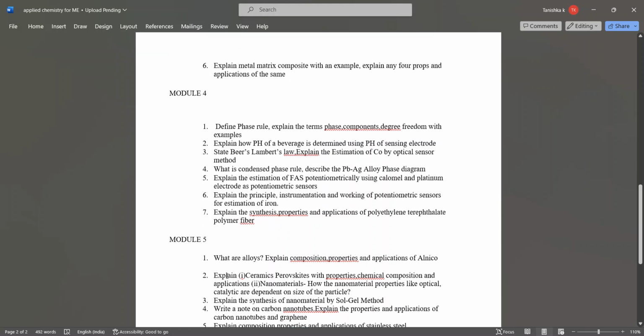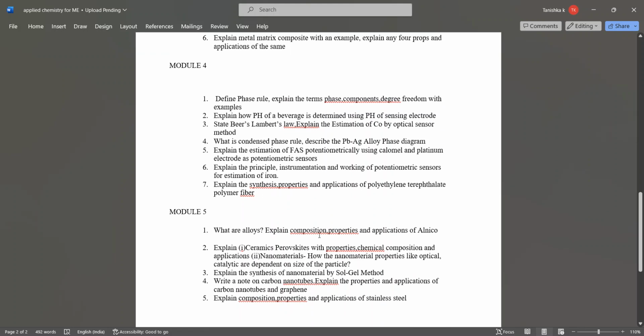Then in module 5, what are alloys? Explain composition, properties, and applications of alnico. Explain ceramics perovskites with properties, chemical composition and applications. Nanomaterials: how the nanomaterials properties like optical, catalytic are dependent on size of the particle.